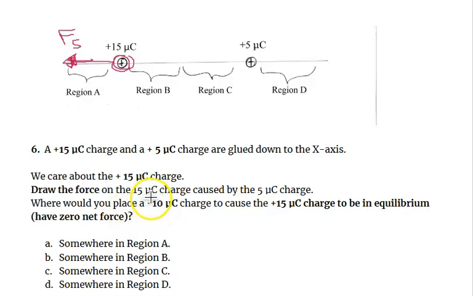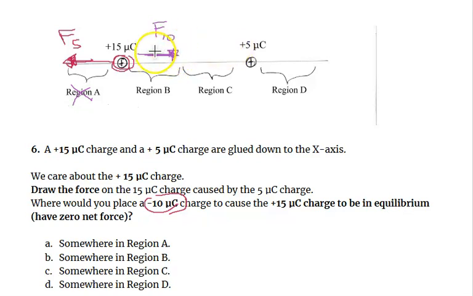Where would you place a charge that is negative and twice as big to cause this to be in equilibrium? In order to be in equilibrium, we need to pull. This is what the force from the 10 needs to look like. It needs to be pulling it to the right. Since this charge is negative, we need it to be in region B, C, or D to pull it this way, because they attract each other. So that knocks out region A. We want the forces to balance. So if we put the 10 in region B or C, it's both bigger in charge, twice as big, and closer.